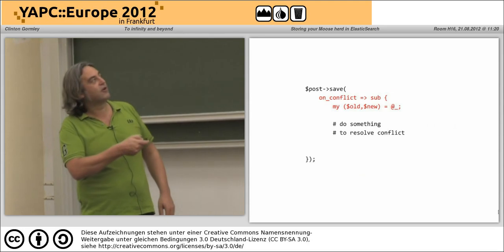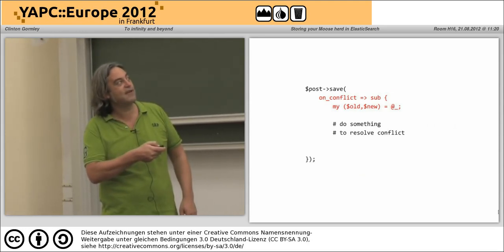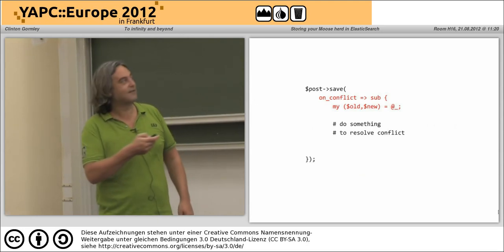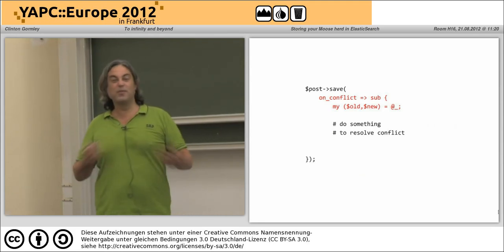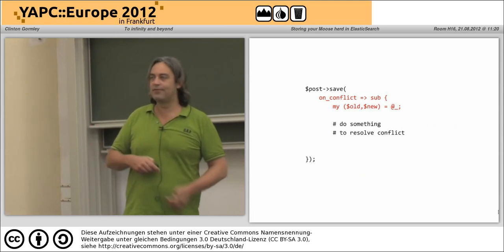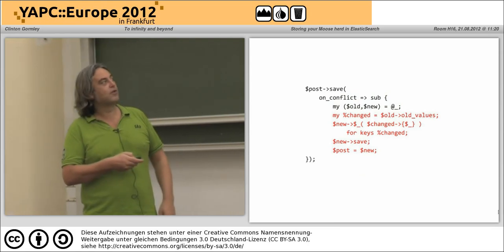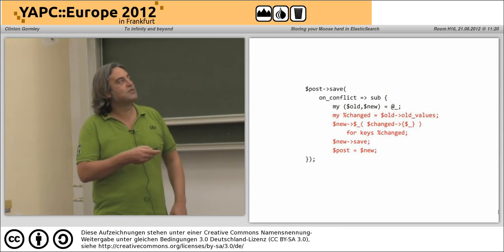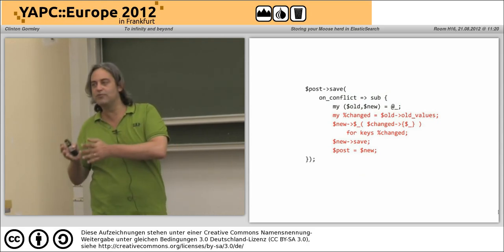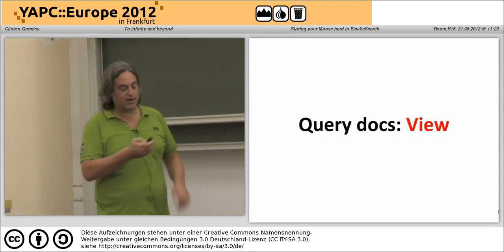In the conflict handler, it gets called with the object you're trying to save and the object that is newer and exists in Elasticsearch. And then you could do something, whether it's informing the user or throwing an error or whatever it is you want to do, you can do it here and continue with your code. So here's a simple example where all I'm doing is updating the new object with just the attributes that have changed in the old object and trying to save it again.